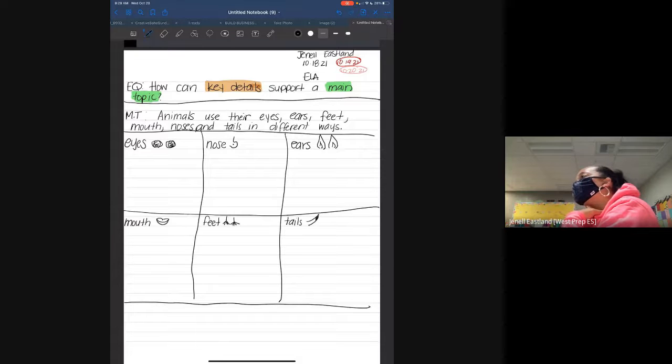I'm going to cancel out that double screen. Sorry, guys. There. That way it's not both of them up there.